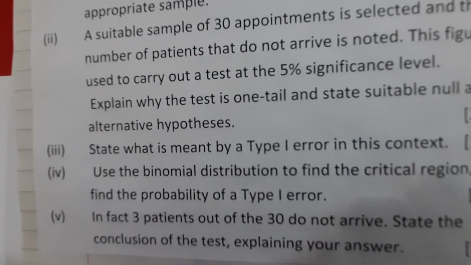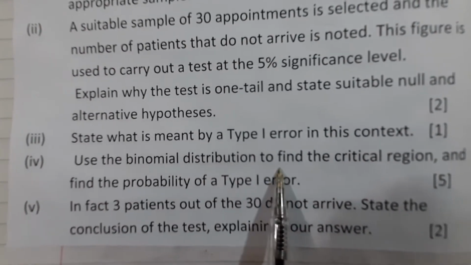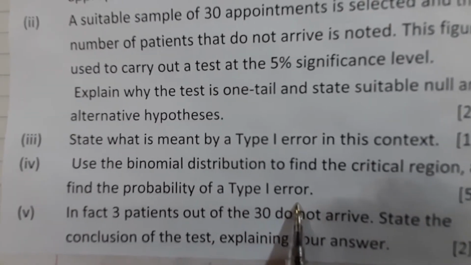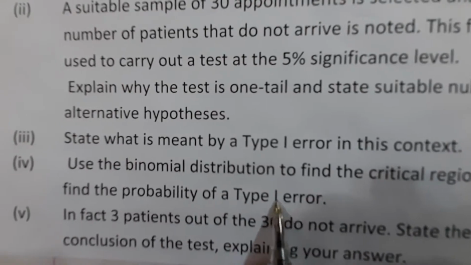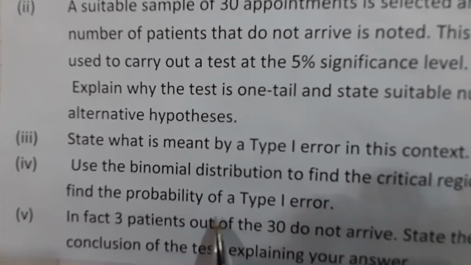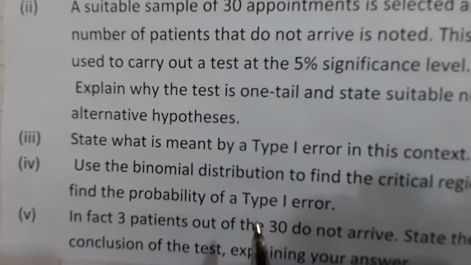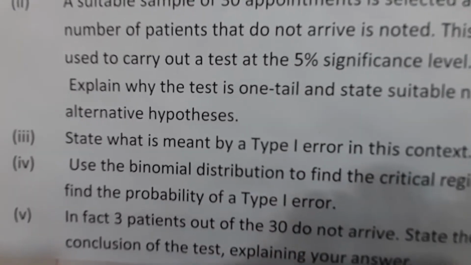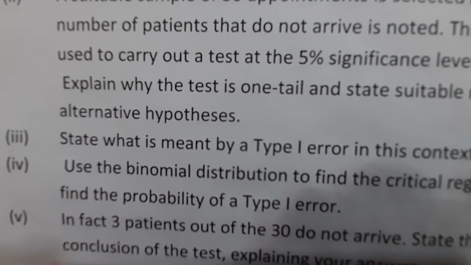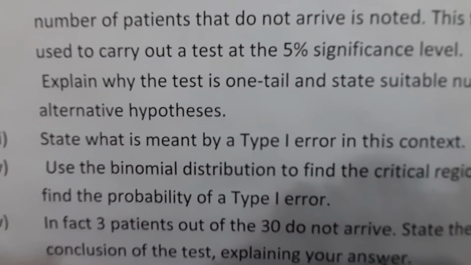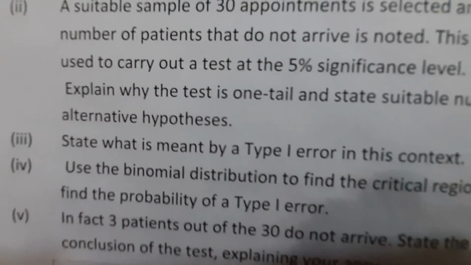Let me show you the question. The question is saying use the binomial distribution to find the critical region and the probability of type 1 error. Now here again I will say, don't think that for type 1 error you will straight away pick up 5%, because you will see which value falls in the region 5% and add that value, and that is the probability. That will be your type 1 error, right? Okay, so let's use the binomial to find the critical region.